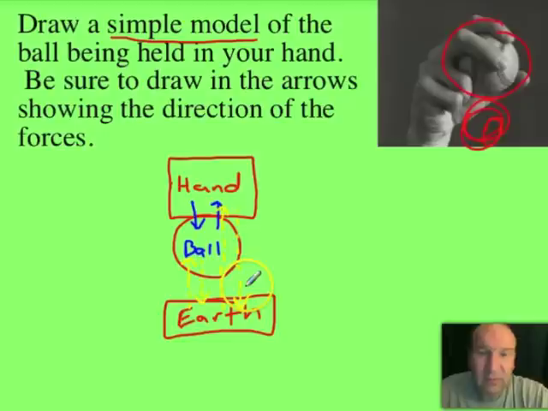Then I have the forces that act at a distance between the earth and the ball, gravity pulling it down. And then a hand and the earth. So the hand is pulling at the earth and the earth is pulling at the hand.